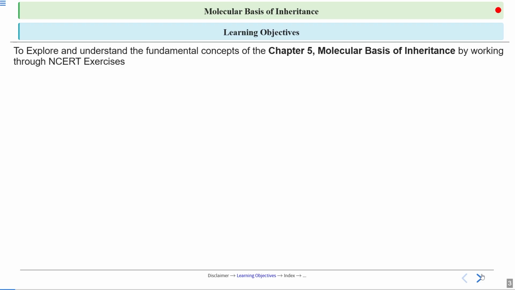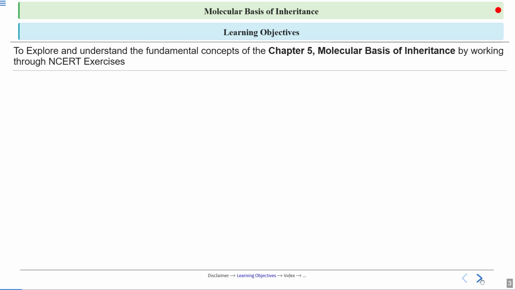What are going to be today's learning objectives? Today we are going to solve the NCERT exercise questions of chapter number 5, that is molecular basis of inheritance. By solving these questions, we are going to understand and explore more fundamental concepts of this chapter that we have studied in previous classes, in more detail, in more depth.